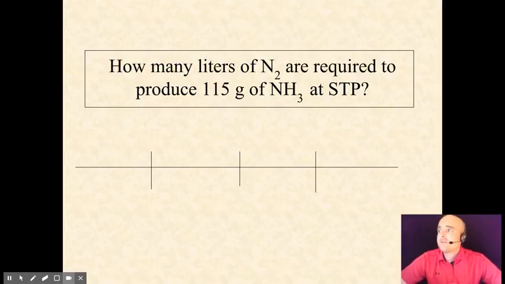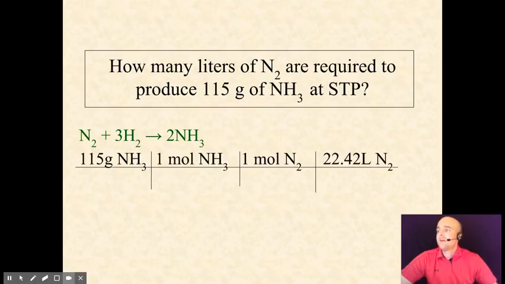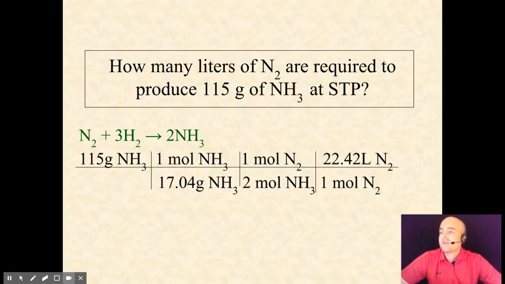You can also see a reaction example like this. How many liters of nitrogen are required to produce 115 grams of ammonia at STP? It didn't give you an equation, so could you write the equation yourself? With a little help, I'll show you that the equation is nitrogen plus hydrogen to yield ammonia gas. And so I'm going to start off with my 115 grams of ammonia. I didn't need the ideal gas law for this question, because it didn't give me any of the pressures or anything like that.